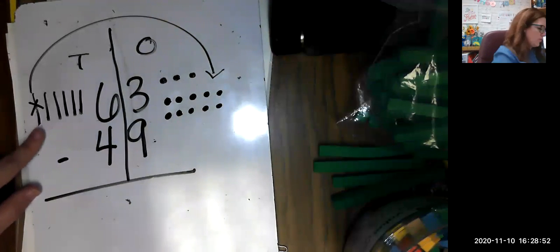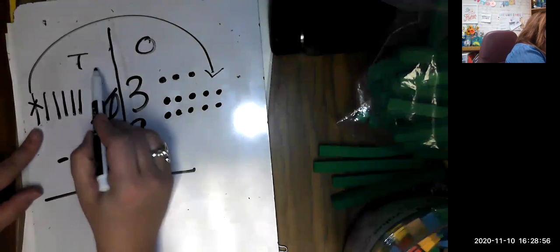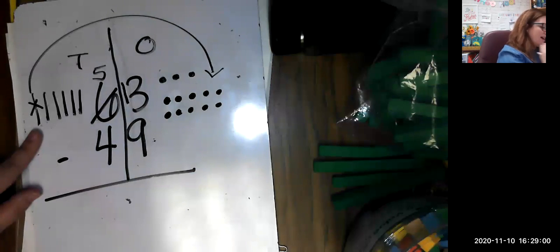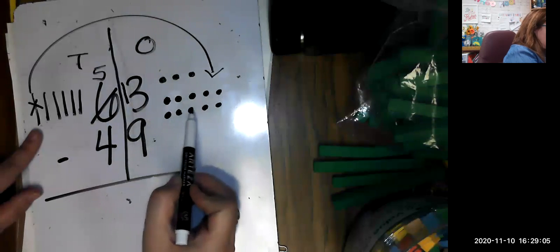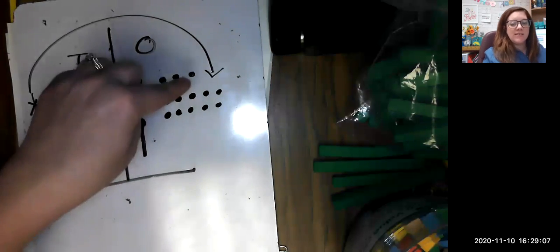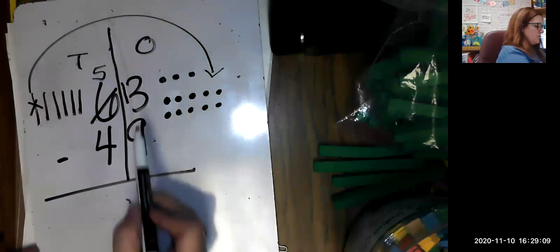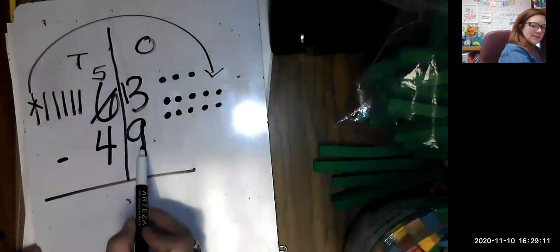Now, since I took away one of these 10s, now I only have 1, 2, 3, 4, 5. I only have 5 10s over here. I brought the other 10 over here, and now I have 3, 4, 5, 6, 7, 8, 9, 10, 11, 12, 13. I've got 13 ones. Now I'm going to do 13 minus 9. I can do that now.